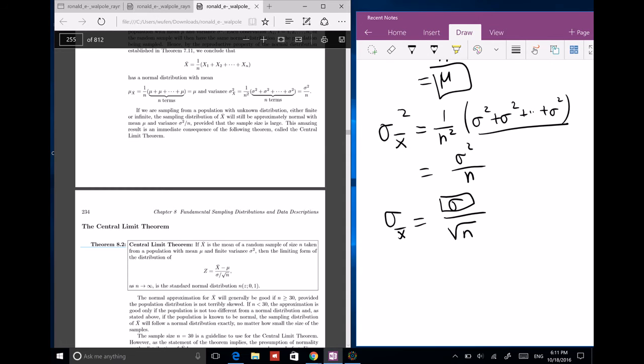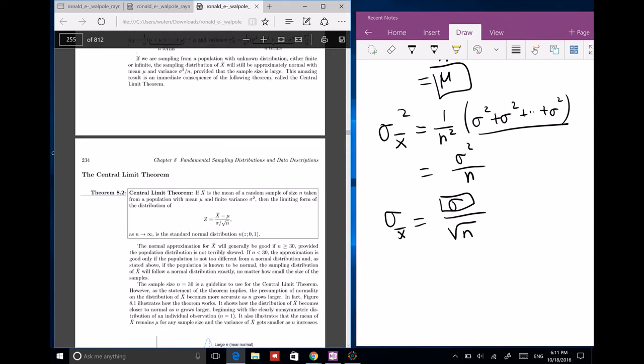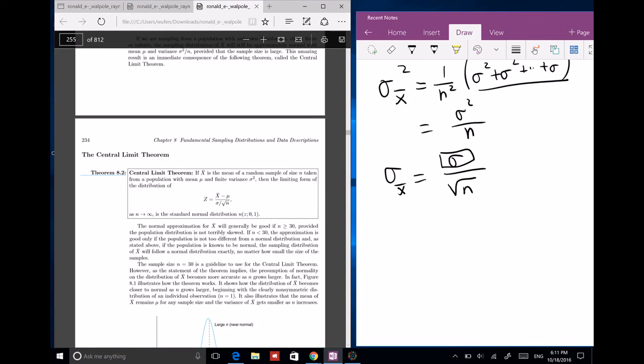The central limit theorem says: if X bar is the mean of a random sample of size n taken from a population with mean mu and finite variance sigma squared, then the limiting form of the distribution of Z equals X bar minus mu, divided by sigma over the square root of n.